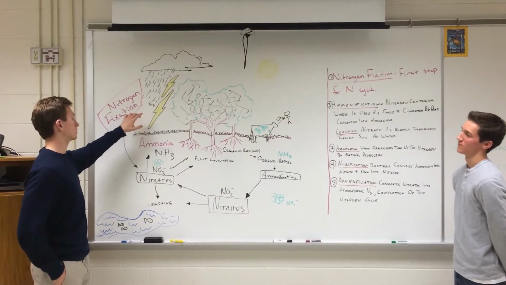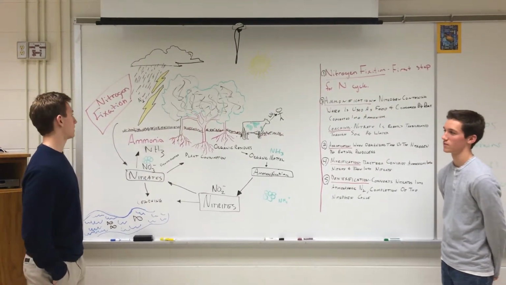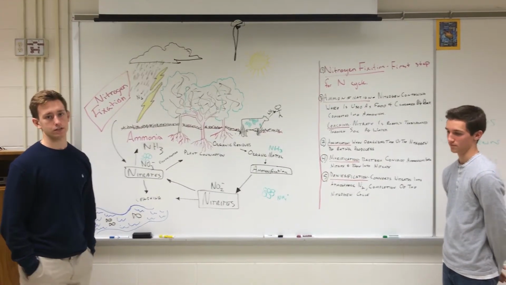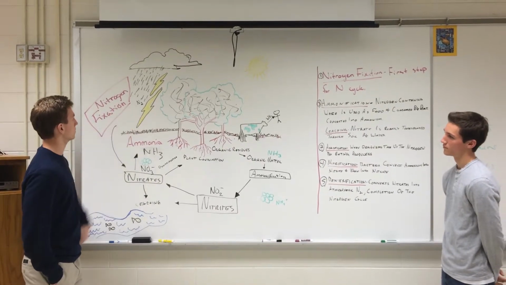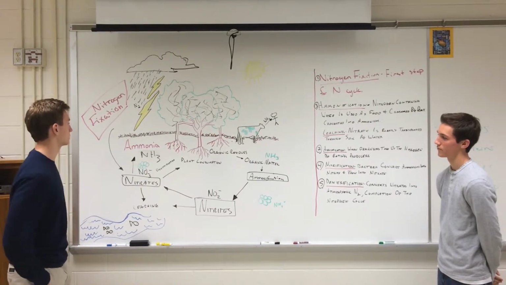Nitrogen in the atmosphere is formed by N2, and there's a lot of it in the atmosphere. 78% of the atmosphere is nitrogen in the form of N2. This humans cannot use at all. We don't use it at all. It's just up in the atmosphere.